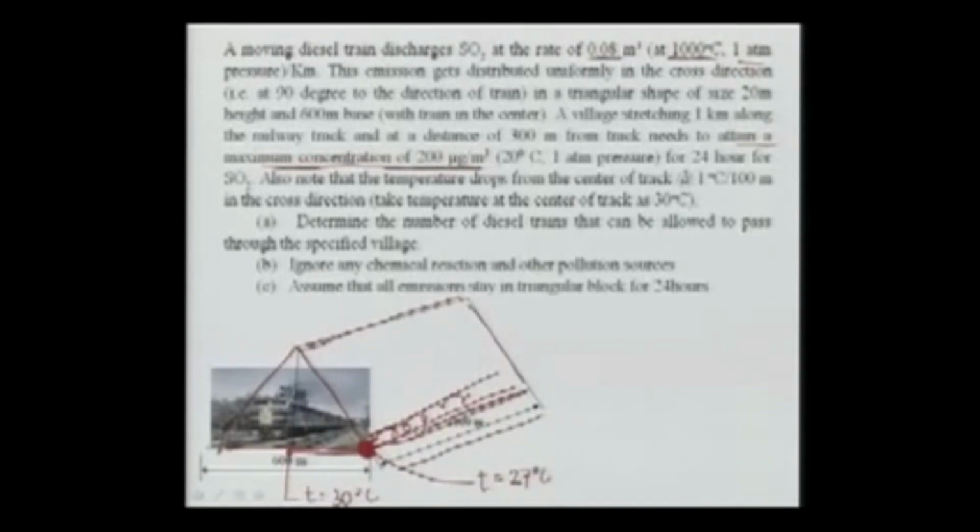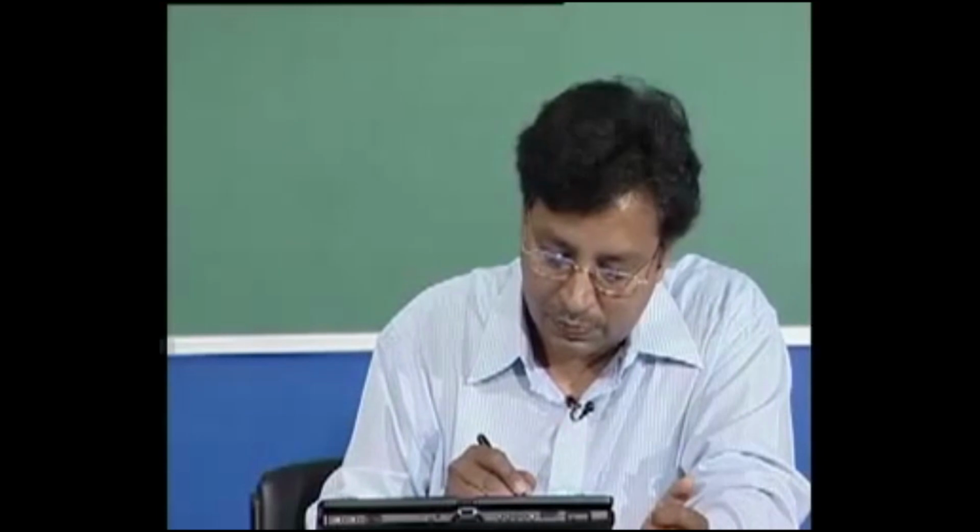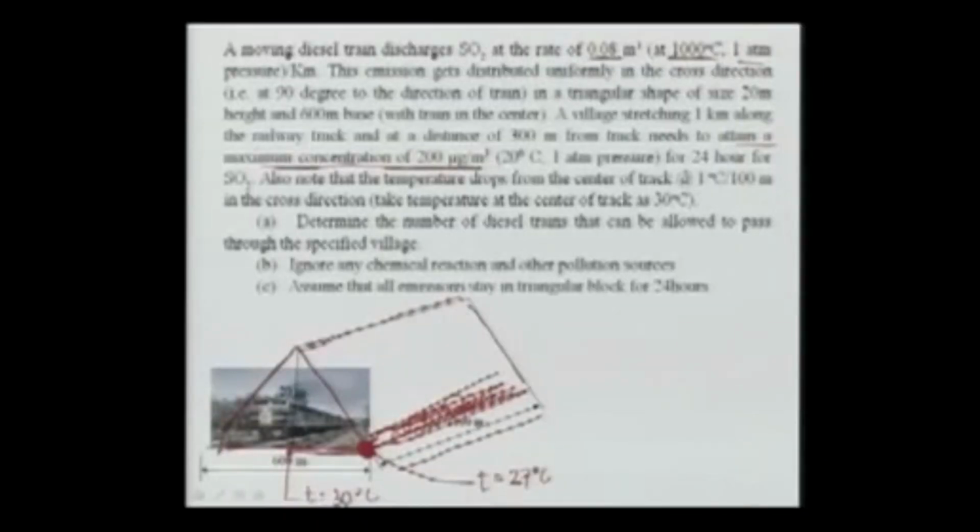We have to maintain an air quality for the people living in the village. So that's what the idea is. Now let's try to solve this one. First of all, we know that the entire emission from the diesel engine is completely dispersed in this volume. So first let's find the volume in which it is dispersing. That we can very easily find out.